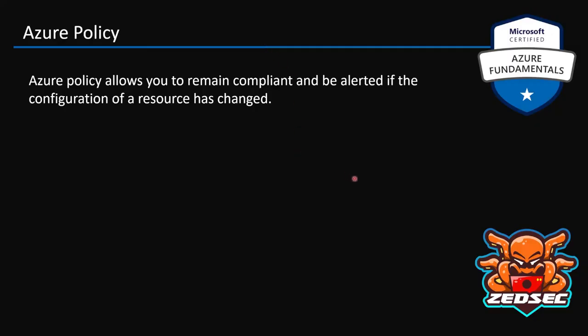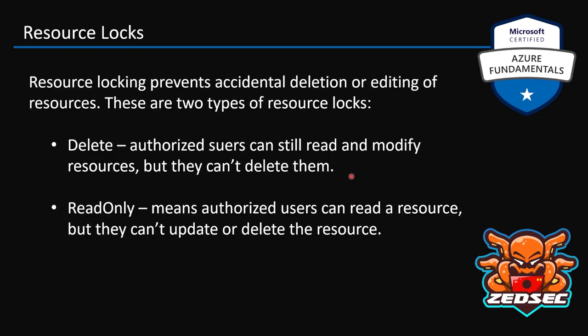Azure Policy. So Azure Policy allows you to remain compliant and be alerted if the configuration of a resource has changed. Resource locking prevents accidental deletion or editing of resources. There's basically two types of resource lock. There's a delete, which authorized users can still read and modify resources, but they're not allowed to delete them. And there's read only, which means authorized users can read a resource, but they can't update or delete the resource.